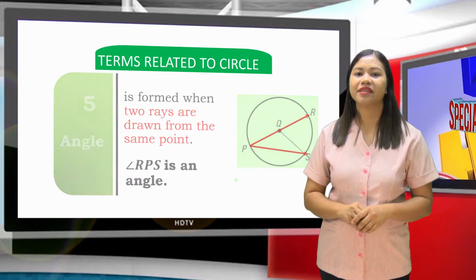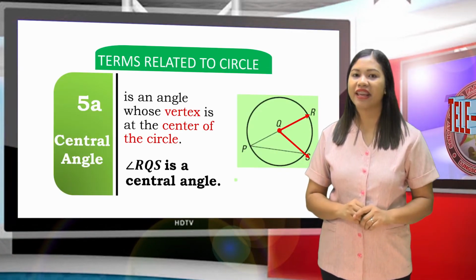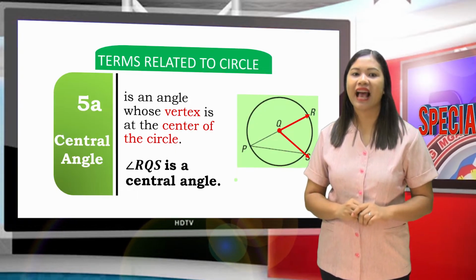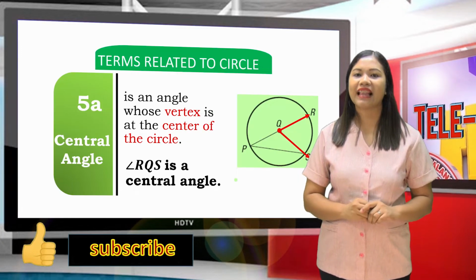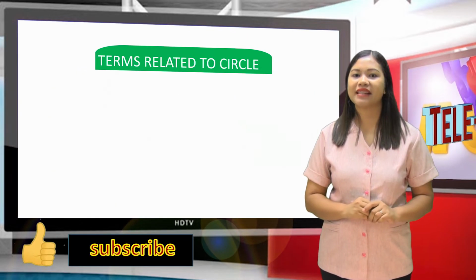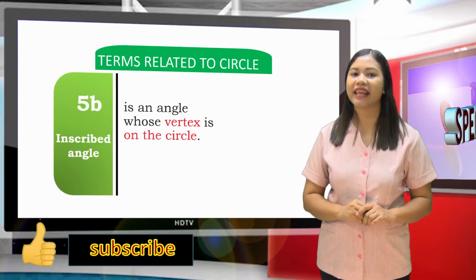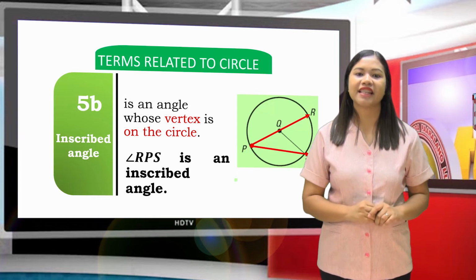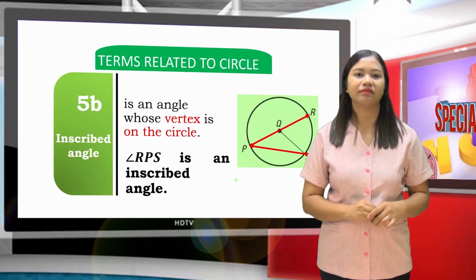There are two types of angle in a circle. The first type is a central angle. A central angle is an angle whose vertex is at the center of the circle. In this figure, angle RQS is a central angle. The second type is an inscribed angle. An inscribed angle is an angle whose vertex is on the circle. In this figure, angle RPS is an inscribed angle.